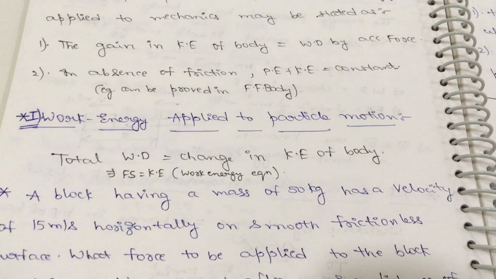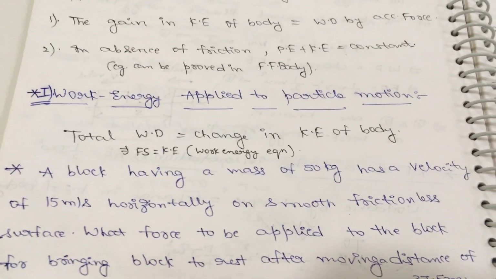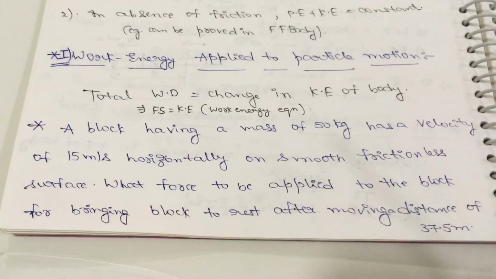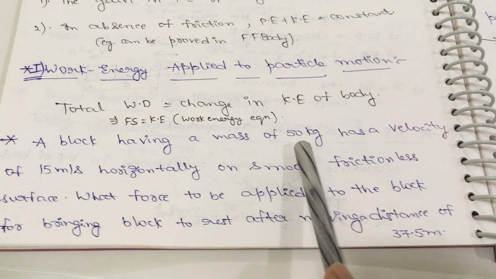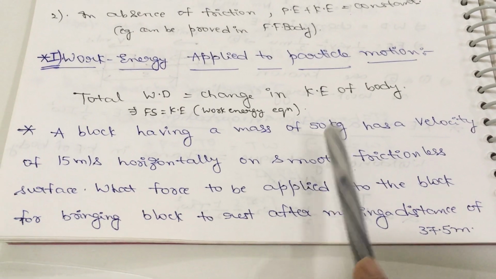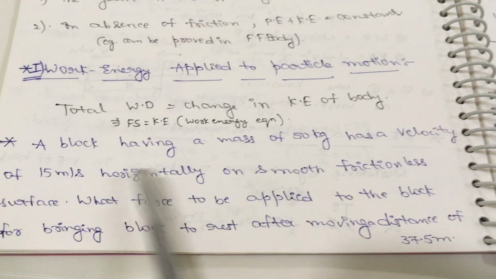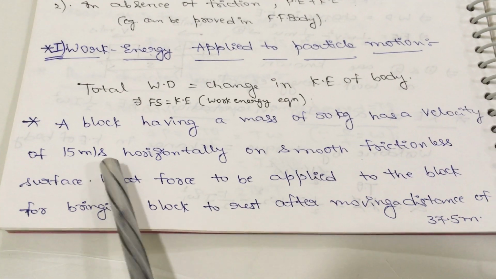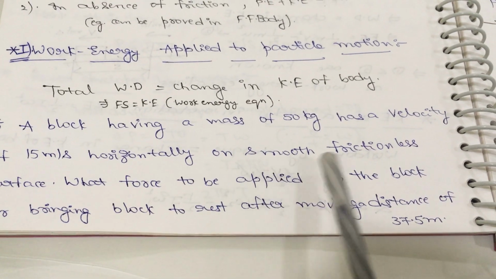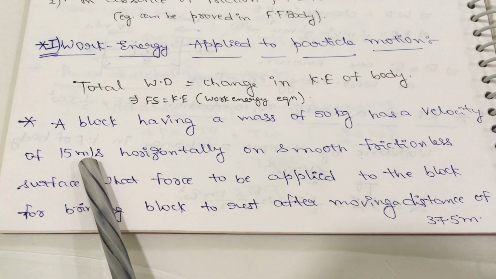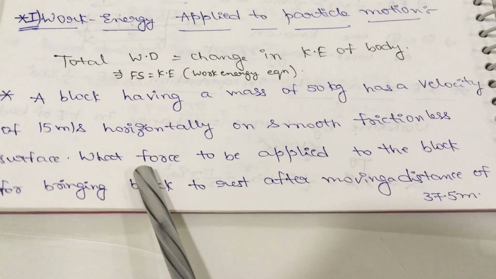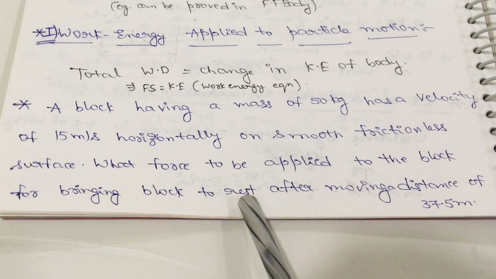Now we will see some problems which are related to the work energy equation in the translation motion as well as in the rotational motion. Here this is our first problem. A block having a mass of 50 kg. So the mass value is given as 50 kg, having a velocity of 15 meter per second horizontally on a smooth frictionless surface. So the u value, initial velocity, is given as 15 meter per second. And what force is to be applied to the block for bringing the block to rest?